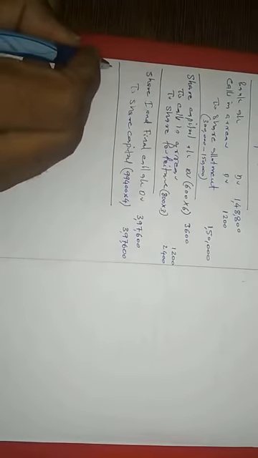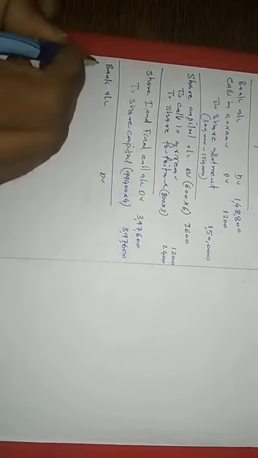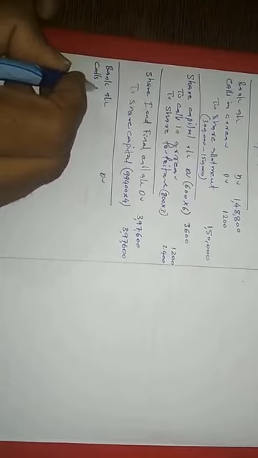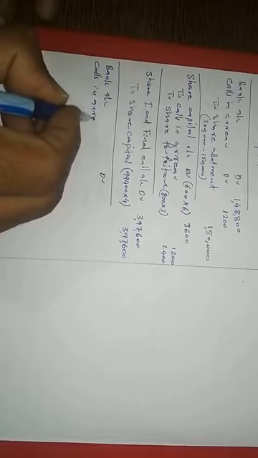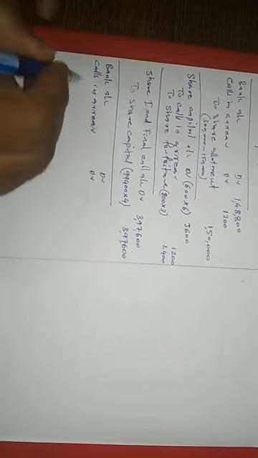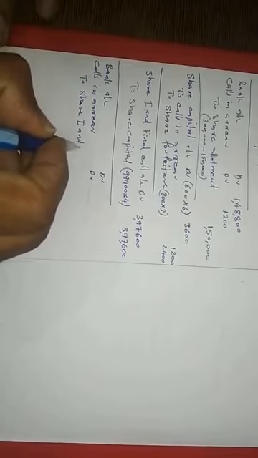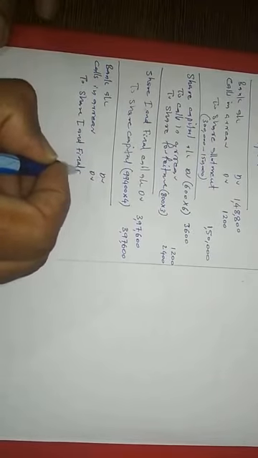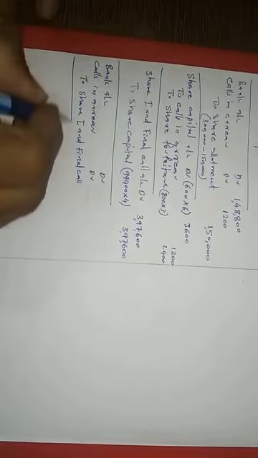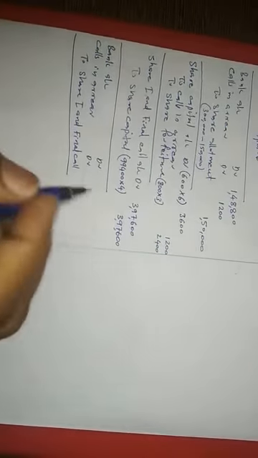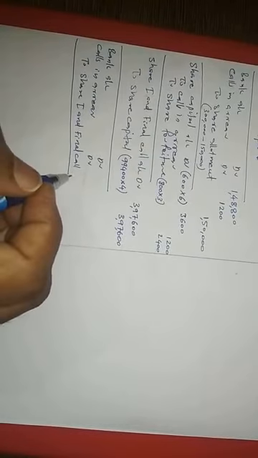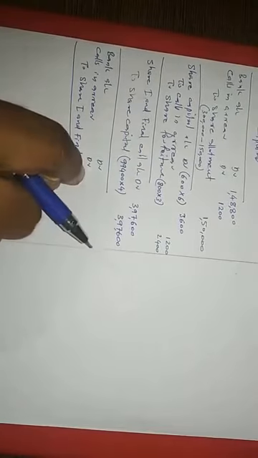Next entry, we are receiving the final call money and the calls in arrear is also there. Bank account debit, calls in arrear. Why calls in arrear? Because from Asha we did not receive the money. That is why. Calls in arrear to share first and final call. Then here a bank account will be. Now first of all we have to find out the calls in arrear.